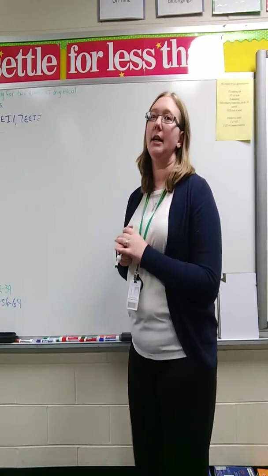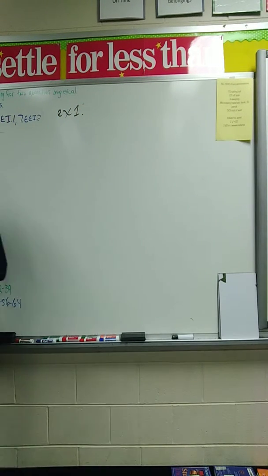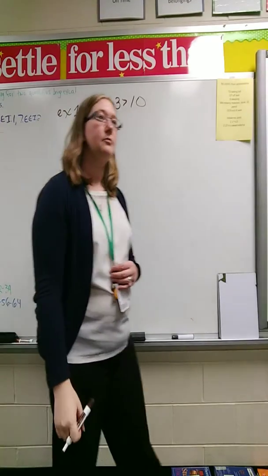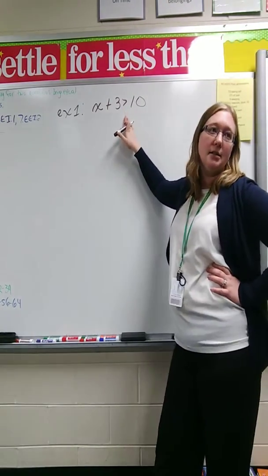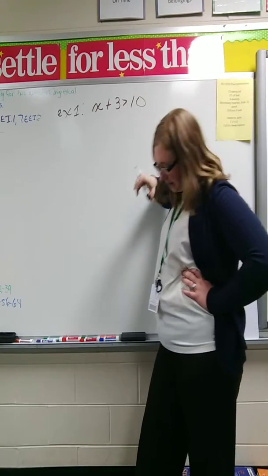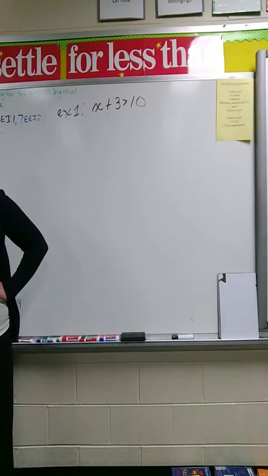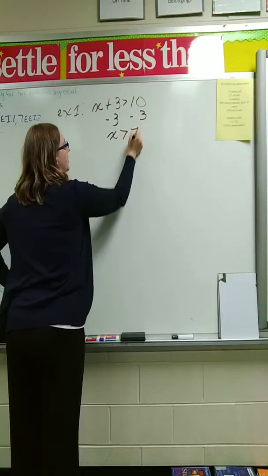If we look at page 498, example 1. Example 1 says that we have x plus 3 is greater than 10. So, if this was an equal sign, what would we do to figure out what x is? 10 minus 7, or 10 minus 3. Okay, very good. So if we had an equal sign instead of an inequality, we would subtract 3 from both sides. So we're going to do the same thing here. That shows that x is greater than 7.